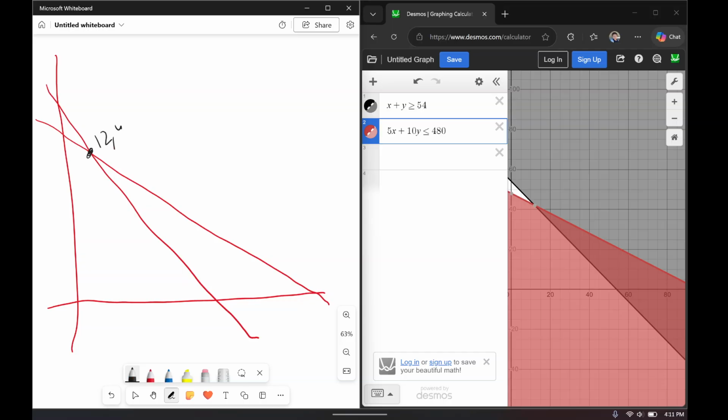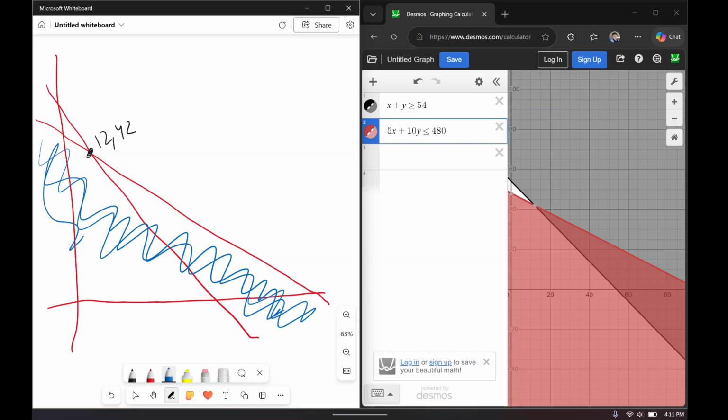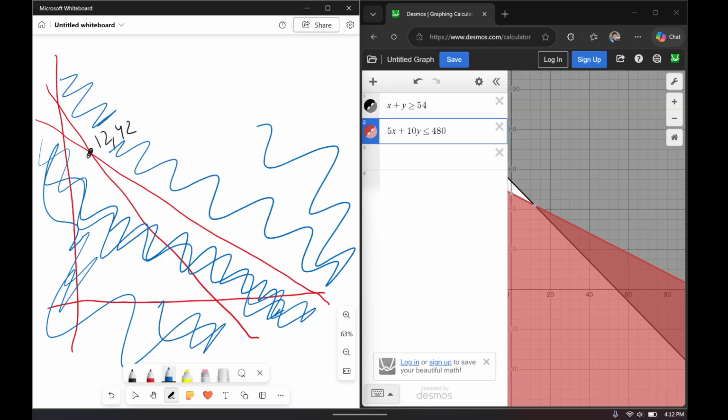is 1242, right? And we see that it's also like shaded a little bit. So it's like here it's shaded, right? Yeah, here is shaded, like this area here, like all this area here. And then this part is also shaded like here. So it's shaded like that.